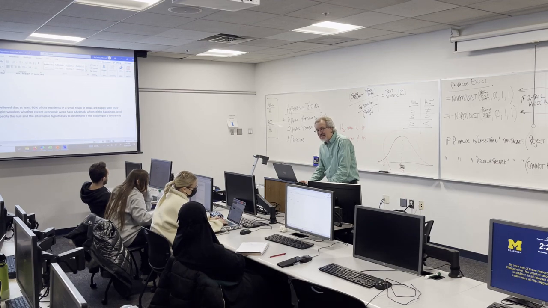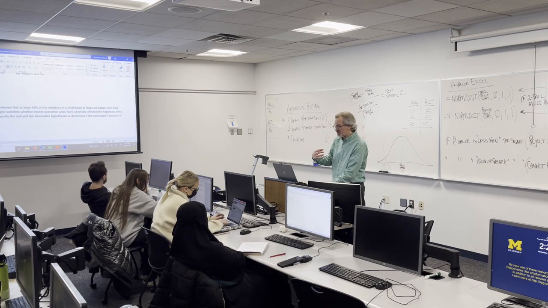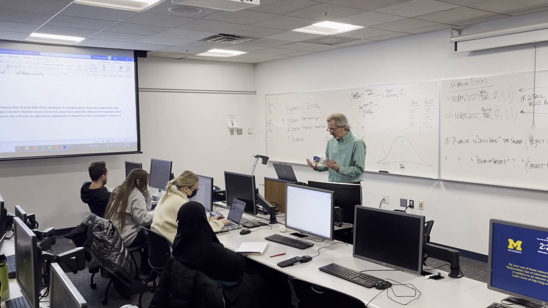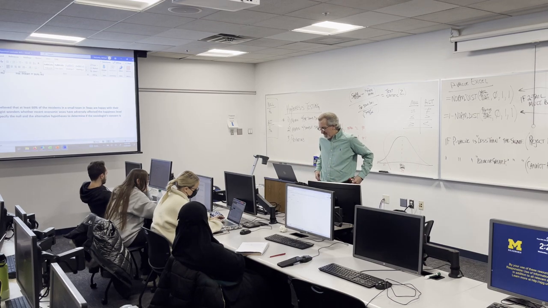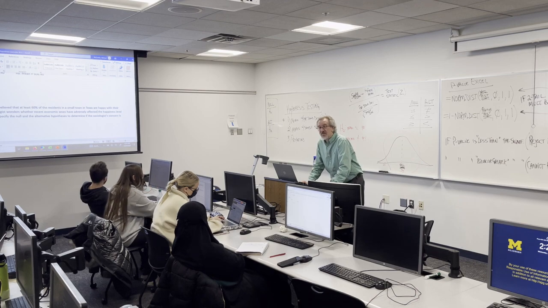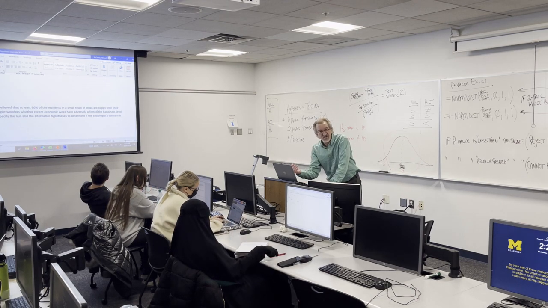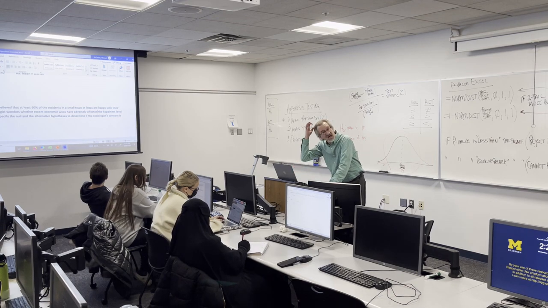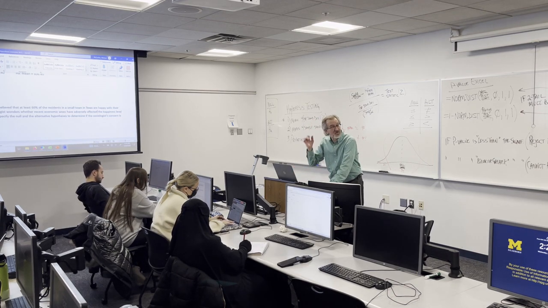It is generally believed that at least 60% of the residents of a small town in Texas are happy. What is the researcher saying? That she or he believes, no, wait a minute, I don't think at least 60% are happy. So this is a one-tail. Notice it doesn't say equals 60%, and the other one doesn't say not equal to 60% or different from 60%. This says at least 60%.